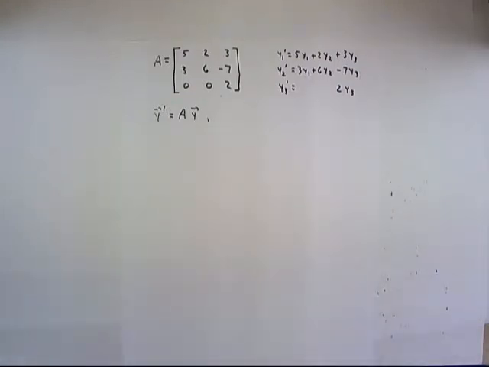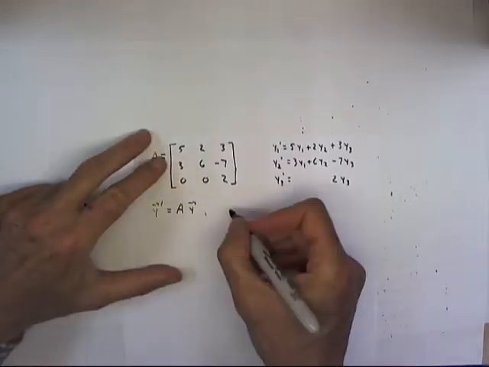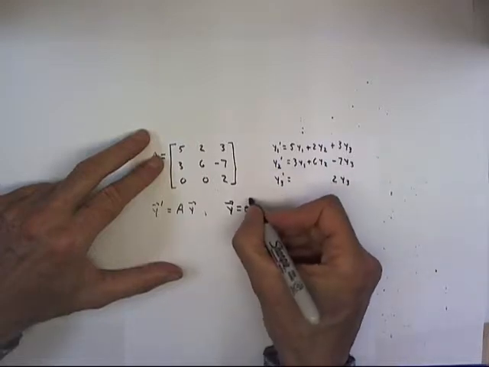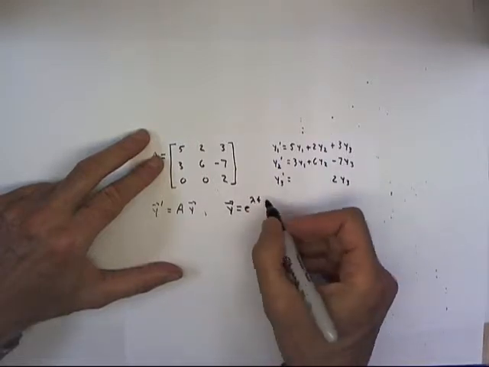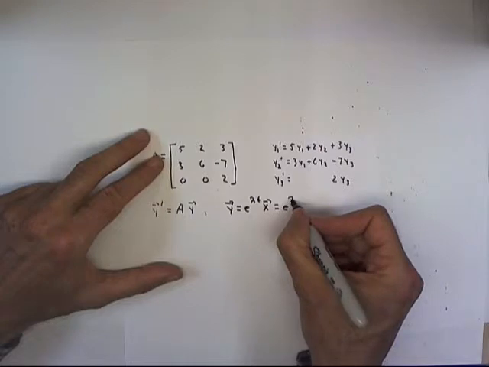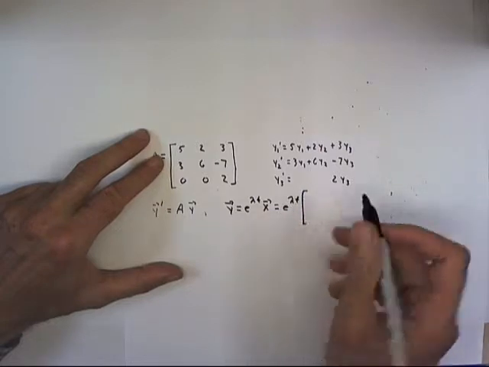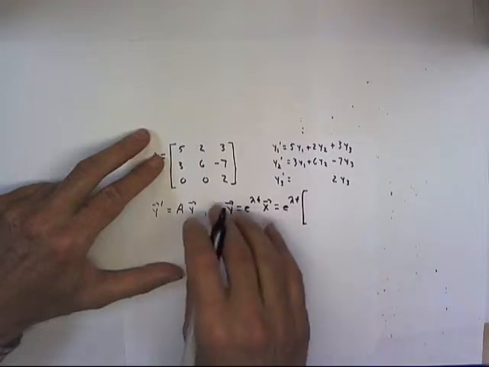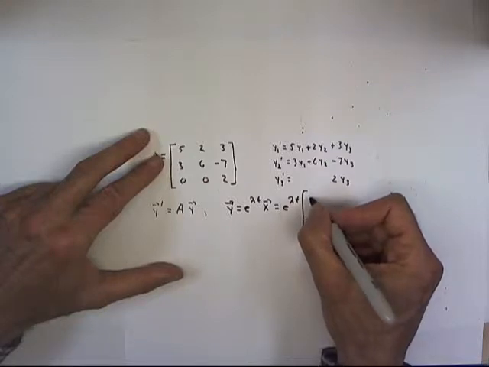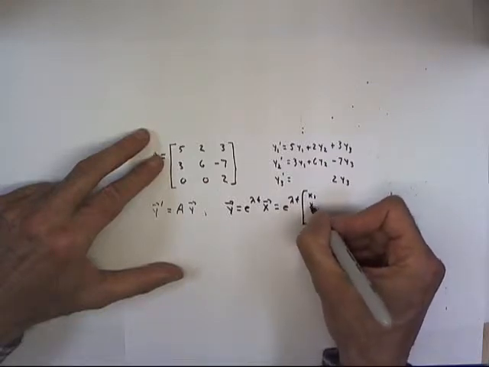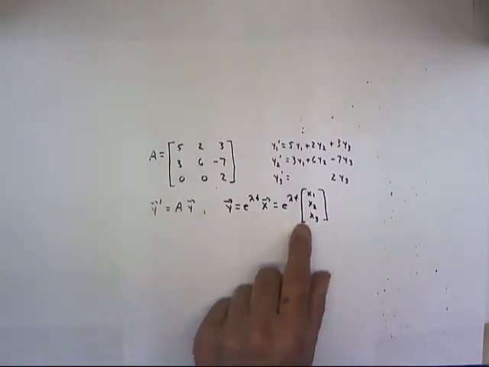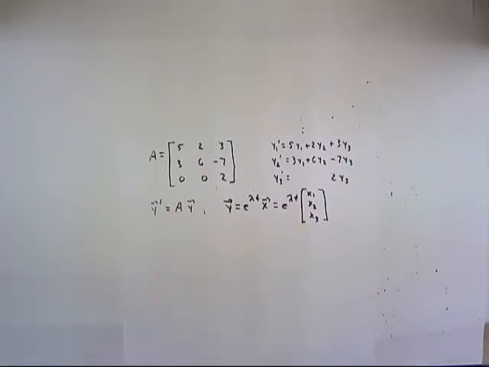Now, as before, and as we generally do, we assume a solution of the form e to the lambda t times x. In this case, x is going to need to have 3 components so that our y vector will be a vector with 3 components, a 3-dimensional column vector. And that's going to be then x1, x2, x3. So we're assuming a y of this form.